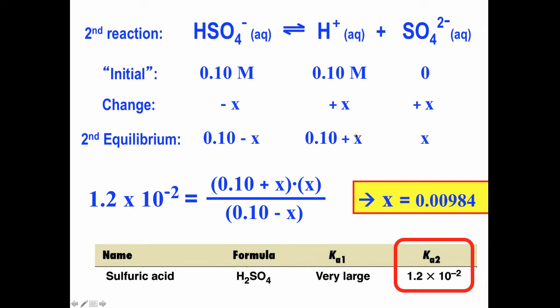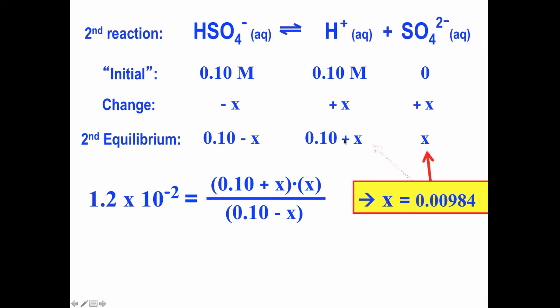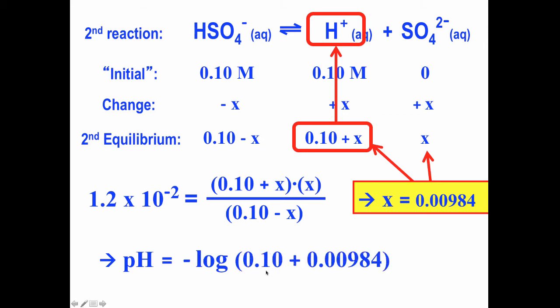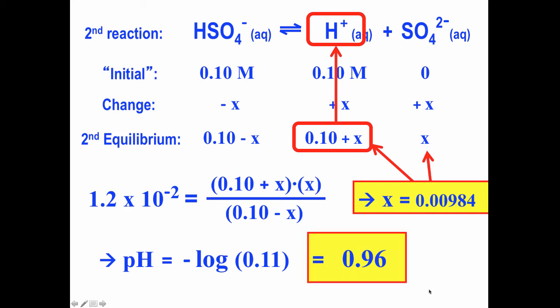Now note that X represents the SO4 2 minus concentration. It also represents the additional amount of H plus after the first dissociation. And so what we have for finding pH is 0.1 plus X. That's our H plus, and we want to take the negative log of it to get pH. So we're taking the negative log of 0.1 plus 0.00984. That's basically the negative log of 0.11, and that's 0.96.